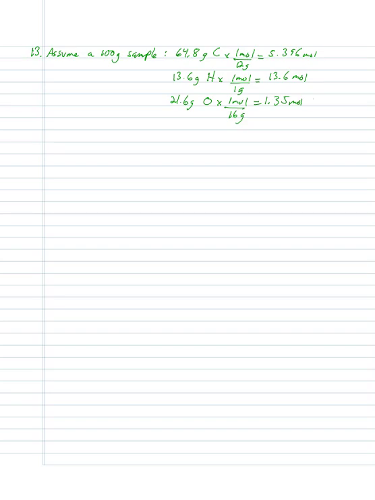Okay, so now I have kind of a chemical formula here. I can write that I have C 5.396, H 13.6, O 1.35. And once I get to that point, I want to get everything to a whole number, so I'm going to divide each of those by the smallest number in there. So the smallest is 1.35. So I'm going to divide everything by 1.35. And when I do that, I get C 4, H essentially 10, and O just 1.